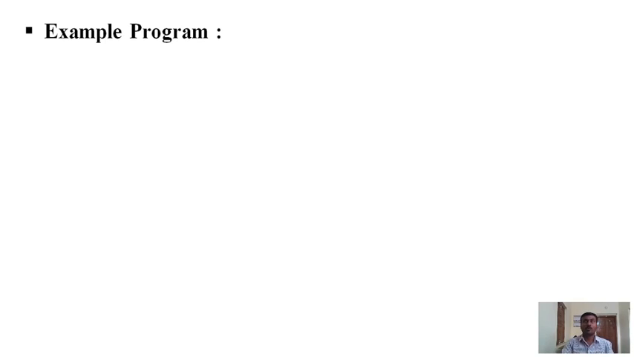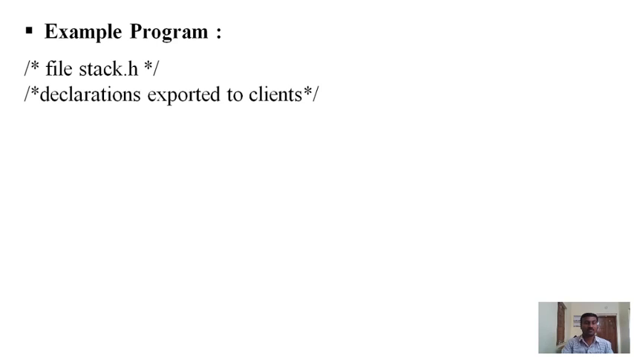Now a small example program explaining the decomposition concept in C language, which is explained with the help of functions. In this program I am showing some small functions. Here I take a file called stack.h, whose declarations are exported to clients. So what entities do we want to export to the client? They will be declared here. A small structure is declared using typedef struct, and the structure name is stack.